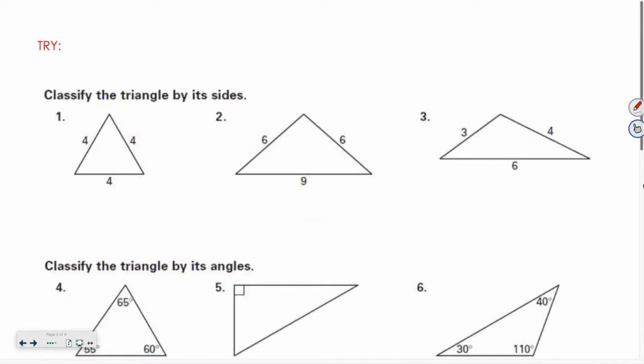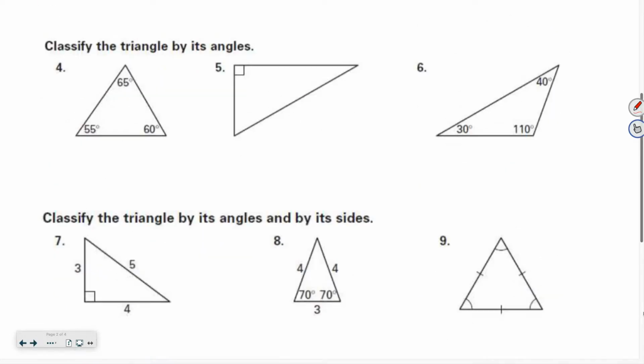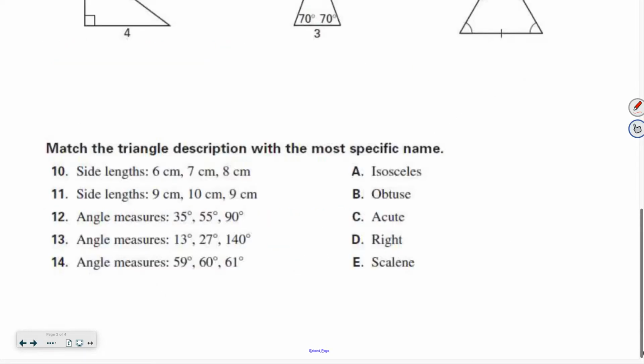But I would like for you to go down to the very bottom of this page to the matching section. And I want you to take just a second and match. If it says side lengths, you should be picking a word that has to do with side lengths. If it says angle measures, you should be picking a word that has to do with angles.